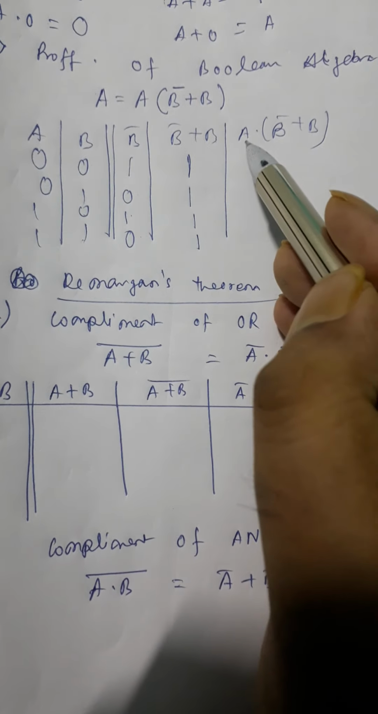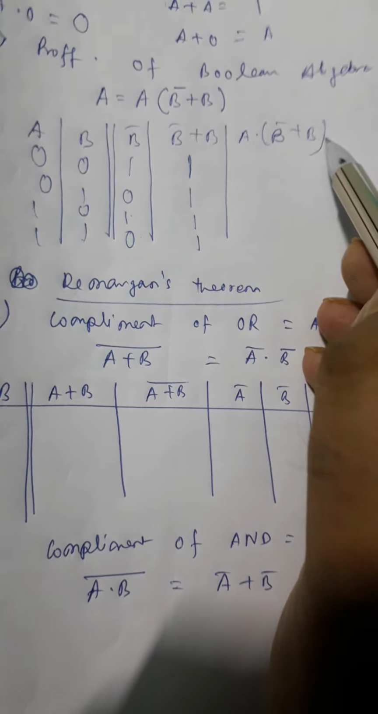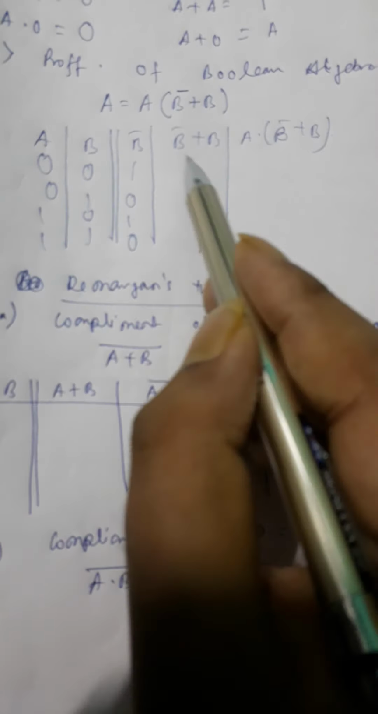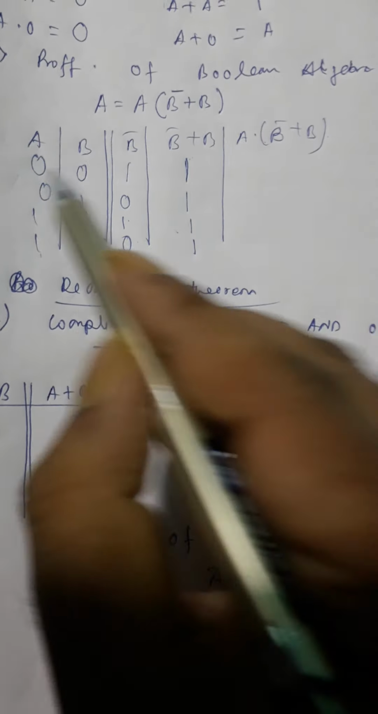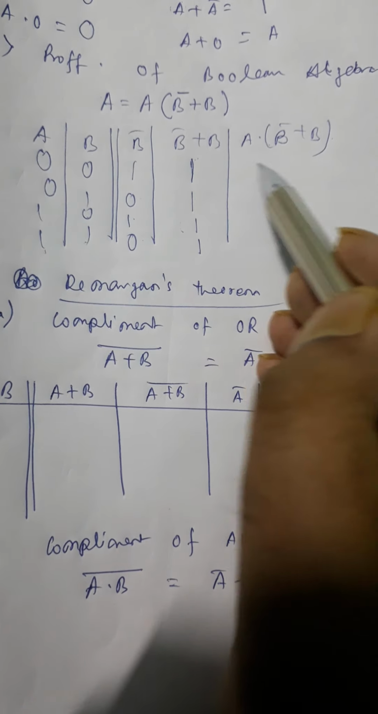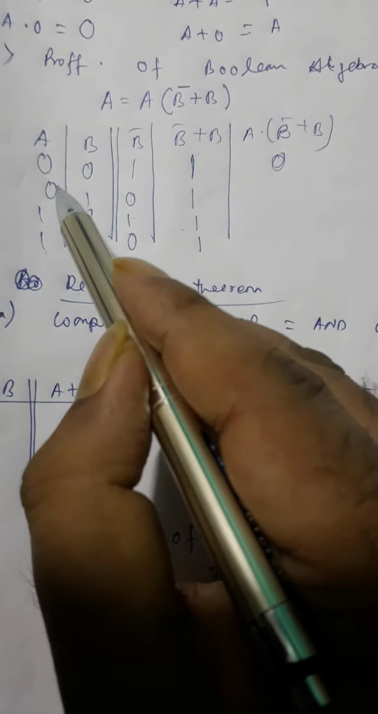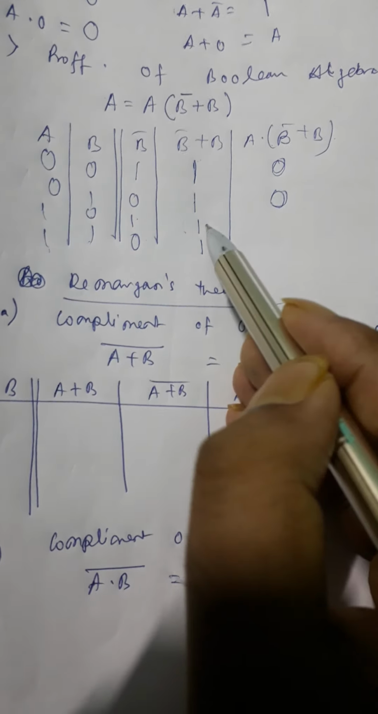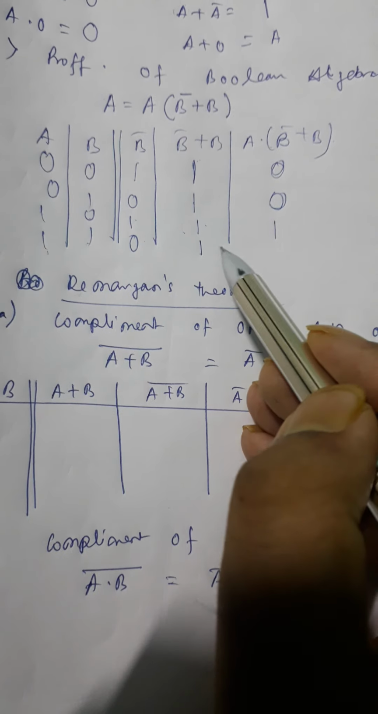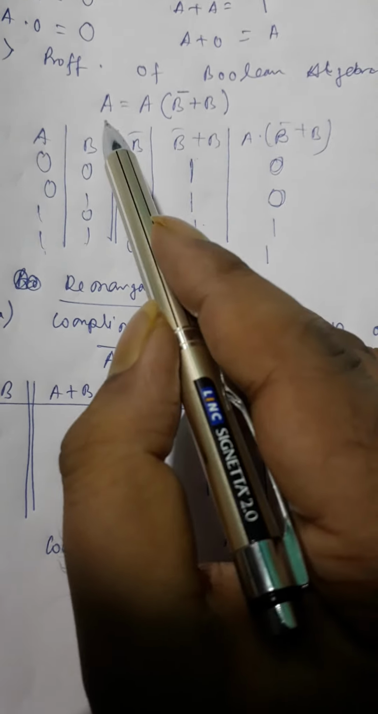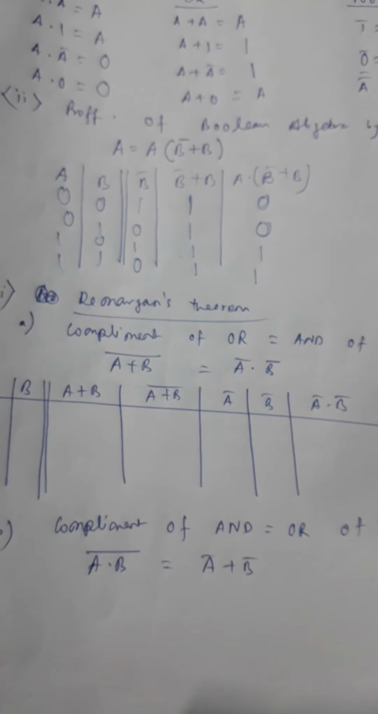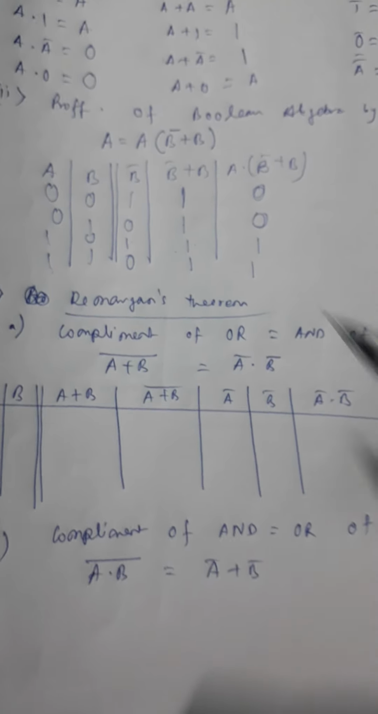Fine. What is A dot B bar plus B? We are ANDing these two columns. So 0 dot 1 is 0, 0 dot 1 is 0, 1 dot 1 is 1, 1 dot 1 is 1. So what is our hypothesis? Our hypothesis was A is equal to A dot B bar plus B.